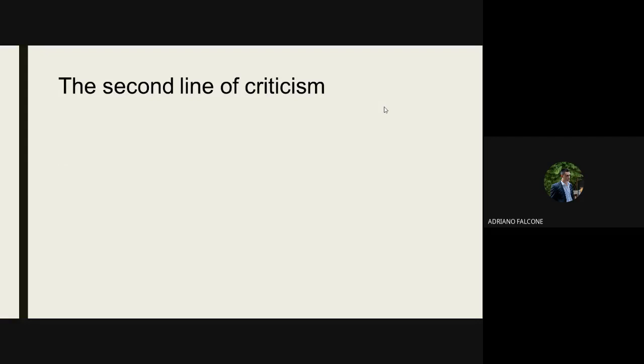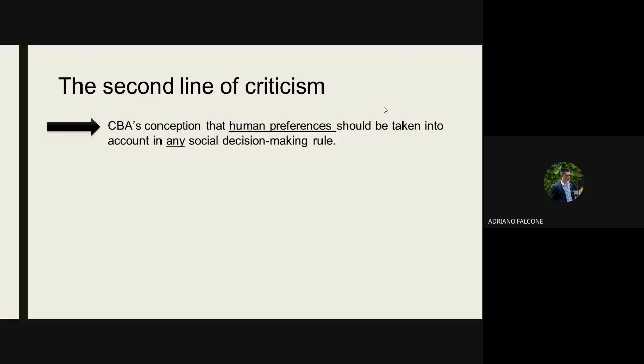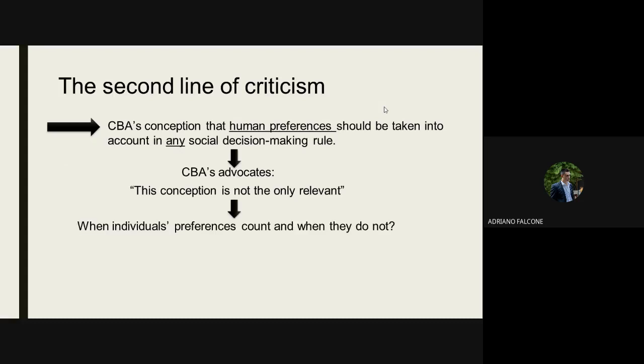I'm going to talk about the second line of criticism, that is against the classic CBA's conception that human preferences should be taken into account in any social decision-making rule. And for this reason, some CBA critics argue that this conception is not the only relevant one. So it's natural to wonder when individuals' preferences count and when they do not. For this reason, the use of CBA is considered so controversial in certain situations or for a specific decision, for example, when the decisions are about the environment.